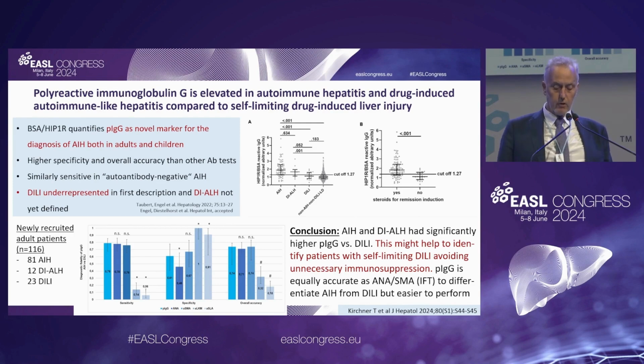The results showed significantly higher levels of polyreactive IgG in autoimmune hepatitis patients and also in drug-induced autoimmune-like hepatitis compared to DILI and other liver diseases, as well as in those who received immunosuppression compared to untreated patients. In addition, the diagnostic fidelity of polyreactive IgG was found similar to that observed for ANA and SMA by indirect immunofluorescence for AIH diagnosis.